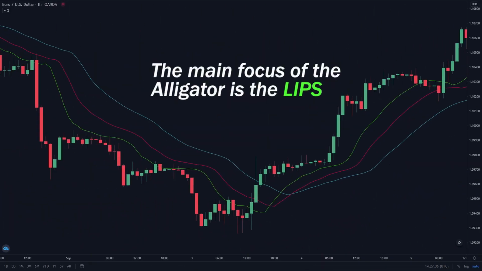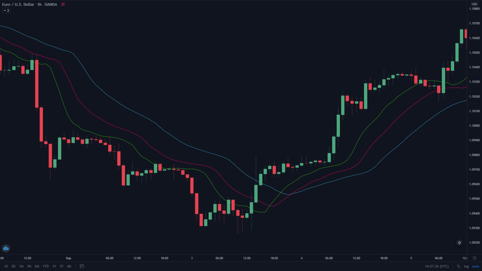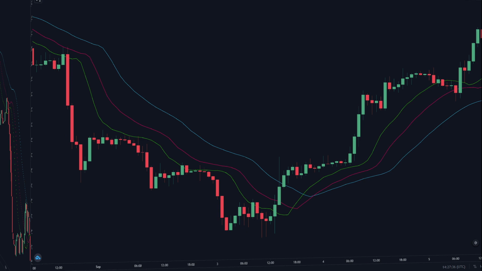So the main focus of the Williams Alligator is the lips, or the green line, which is the faster moving average compared to the other 2 moving averages. The movement of the lips determines whether or not we take a long position or a short position. So the way we use the indicator is actually very simple.